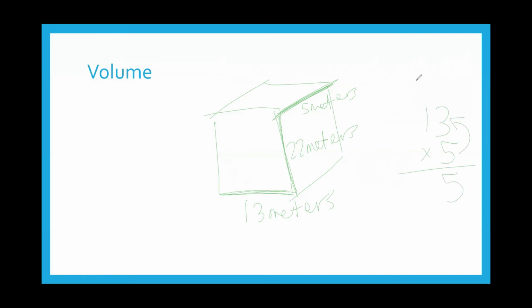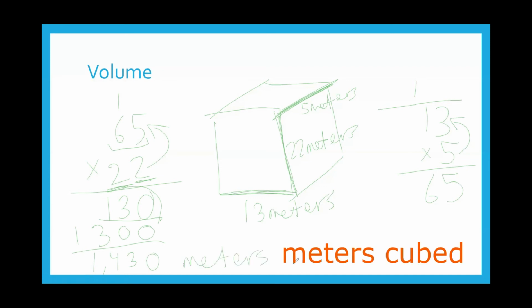So 5 times 3 is 15. 5 times 1 is 5, plus 1 is 6. So now we have 65, and we have to multiply it by 22. We have 2 times 5 is 10. 2 times 6 is 12, plus 1 is 13. I know that this 2 is really a 20, so I put a 0. And 2 times 65 is going to give me the same result that we got the first time. So that's going to give me another 130. So now I add these, and I get 1,430 meters. Remember our units.